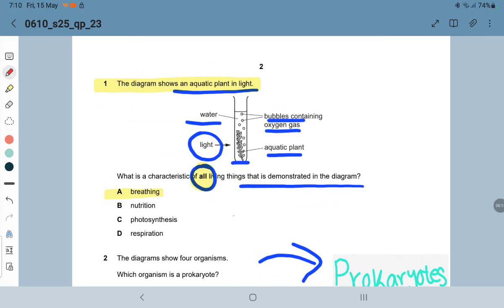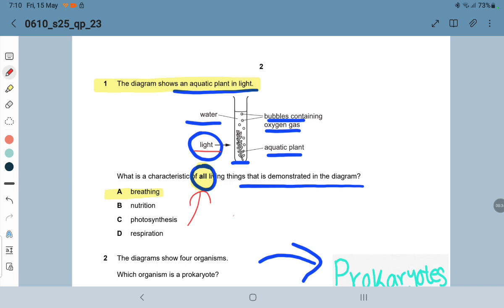It's telling you here that the diagram shows an aquatic plant in light, and as you can see, that plant is surrounded by light and it is giving out bubbles containing oxygen gas. It's telling you here which characteristic of all living things is demonstrated in this diagram.